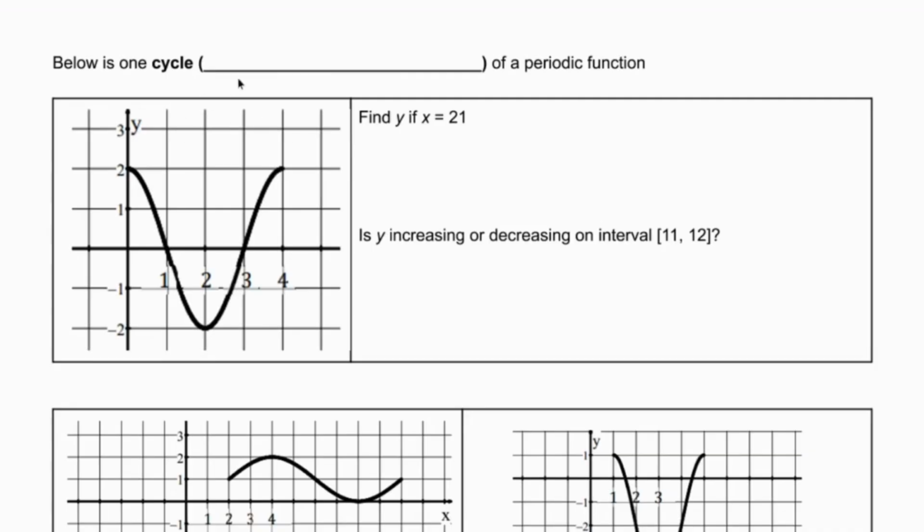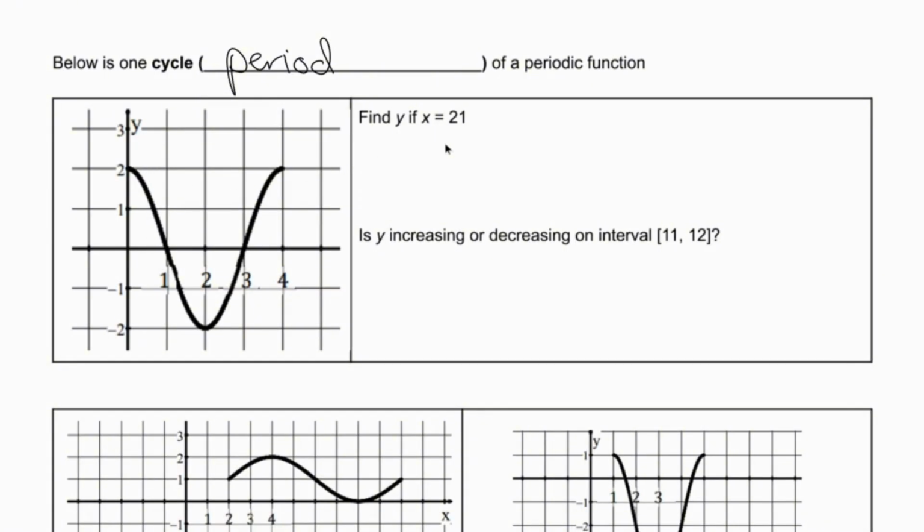Below is one cycle, also known as the period, of a periodic function. So here it is. Find y. Ooh, so this is where we're kind of getting from our warm-up. Find y if x is 21. So common sense would say, all right, what would happen at 5? I know 5 would behave just like 1, right? Because this has a period of 4.